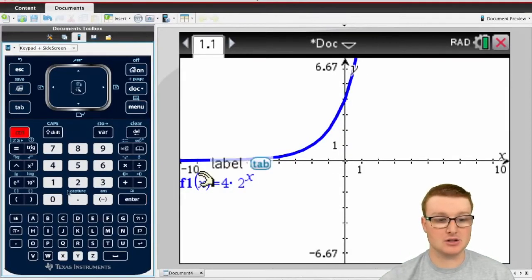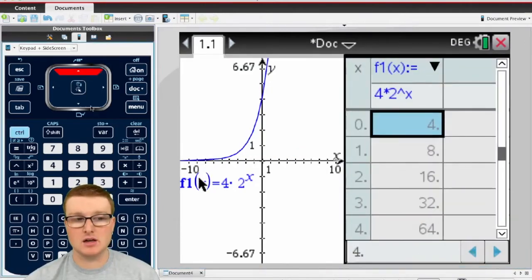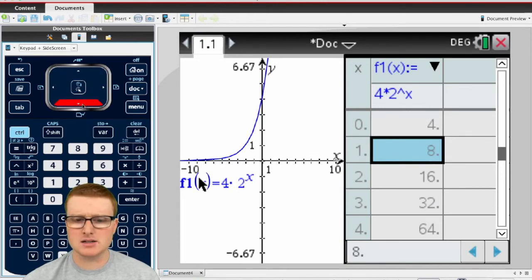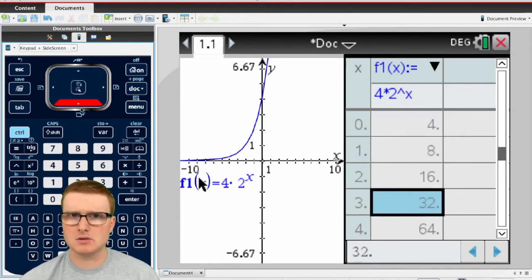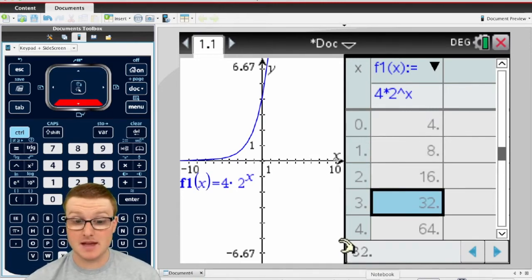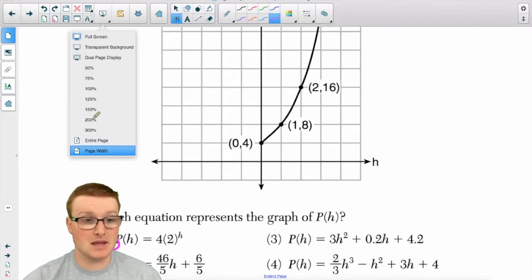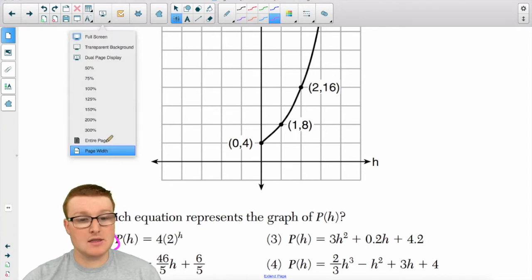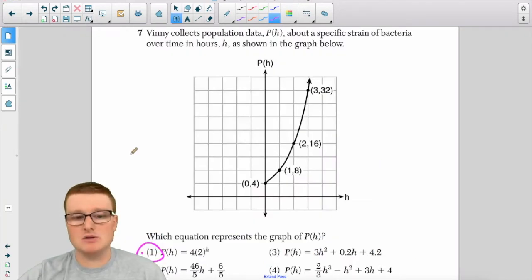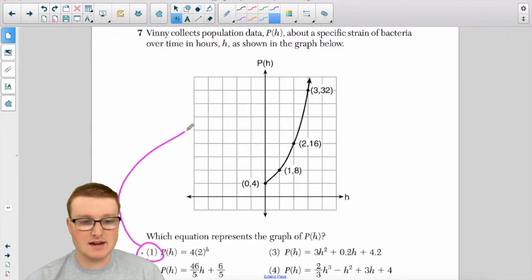Let's go back to the calculator. Control T for the table of values. Oh, wait, whoa. 0, 4, 1, 8, 2, 16, 3, 32. That looks mighty familiar. And that's because choice 1 is your answer. Bingo. And honestly, that is probably the best possible way to do that question. Just understand that it matches everything.